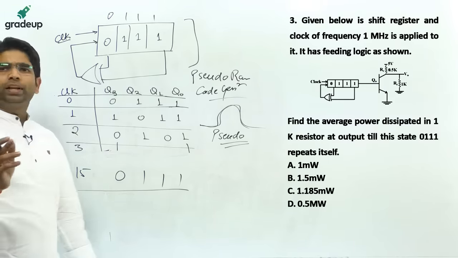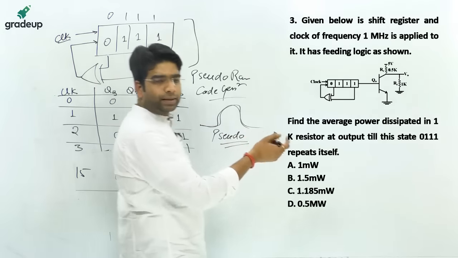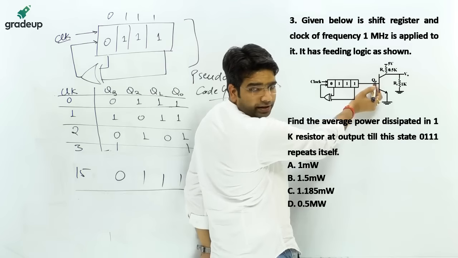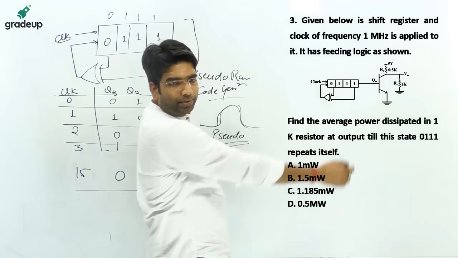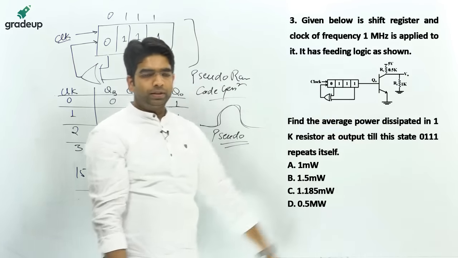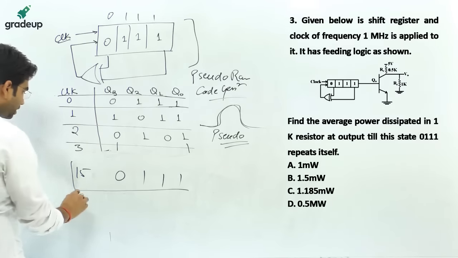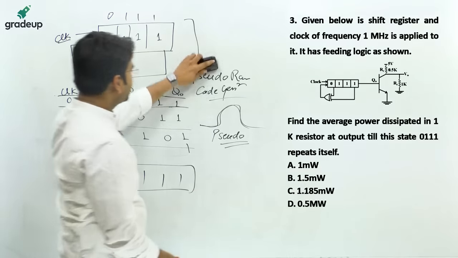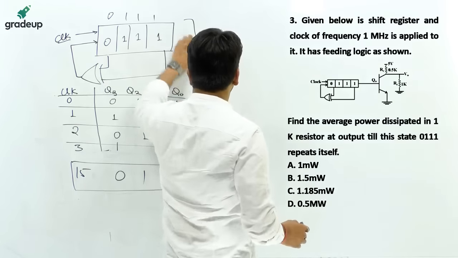And yes, assume one thing. In this type of question, the power dissipated will be taken as 0.2, so the whole current will pass through this. When the clock pulse is 15, it will repeat itself. The register values repeat itself.